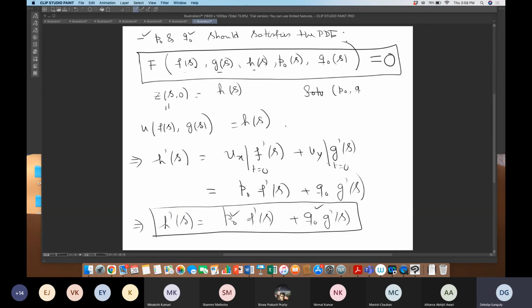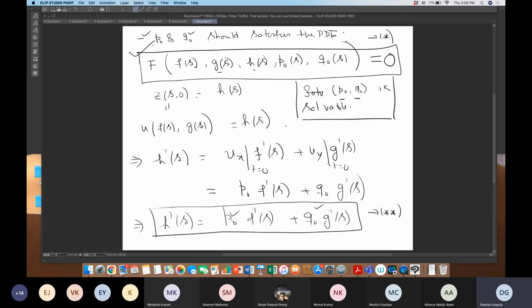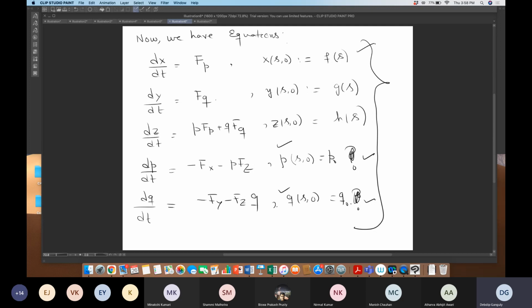So P naught, Q naught is solvable from this, let's say star, and let's say star star. It is uniquely solvable. So you obtain P naught and Q naught from these two equations. Now you can write down what P naught and Q naught are: nothing but the solutions which satisfy these two equations. Clear? So now you have a system of 5 ODEs with an initial condition. And suppose f, g, h, P naught, Q naught are all smooth or C1 functions, these imply existence and uniqueness of such ODE, existence plus uniqueness locally.